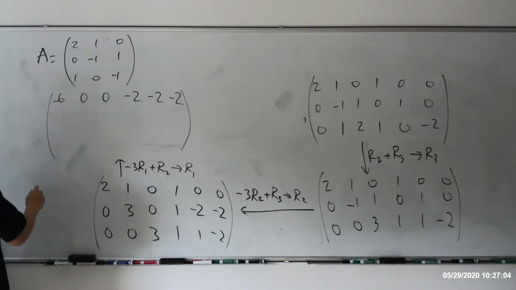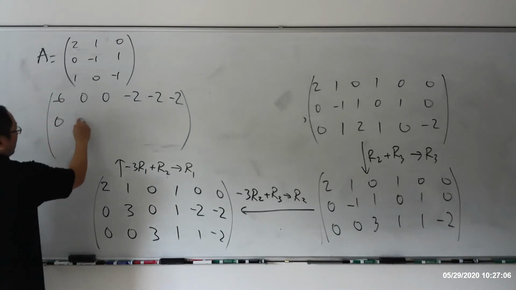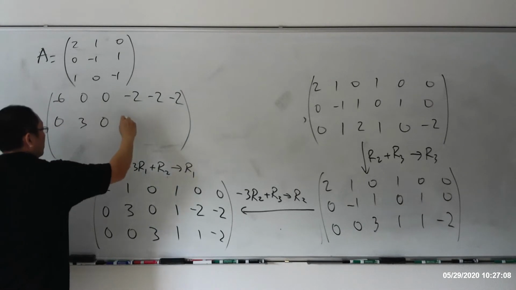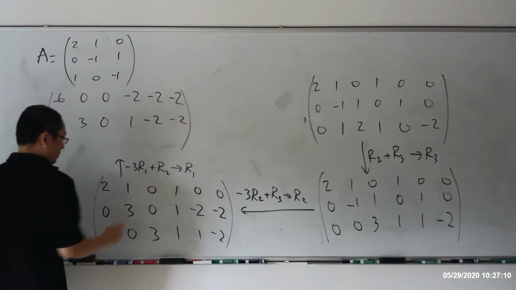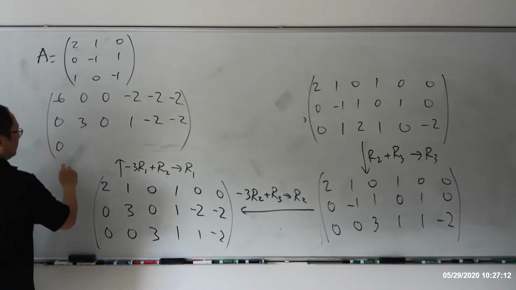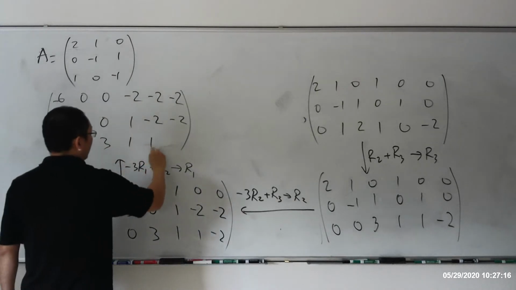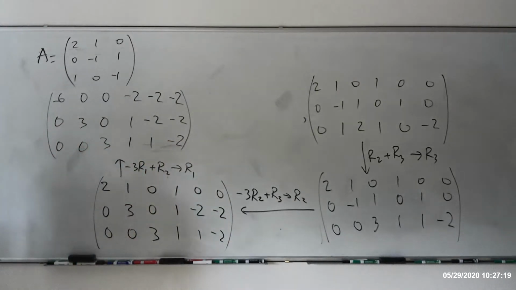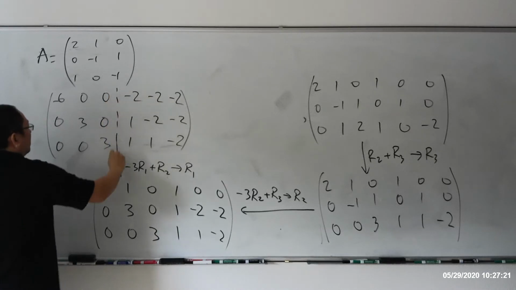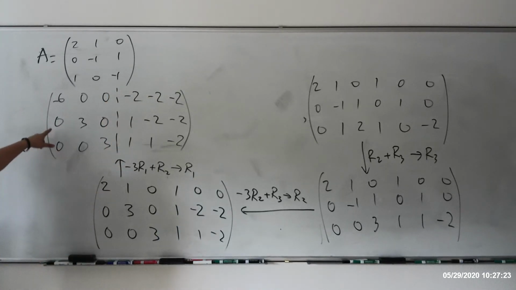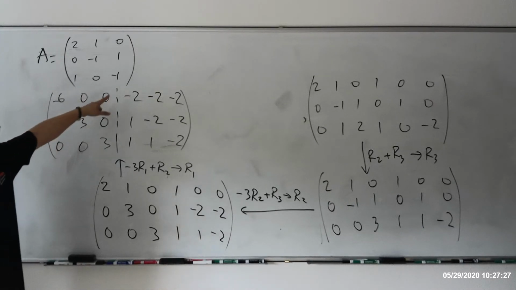Okay? And row 2 and row 3 the same. 0, 3, 0, 1, negative 2, negative 2. 0, 0, 3, 1, 1, negative 2. Okay. So we're almost done. Our first half of the 3 by 6, we got the lower triangle all 0, upper triangle all 0.